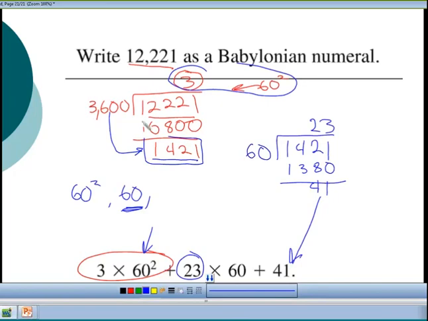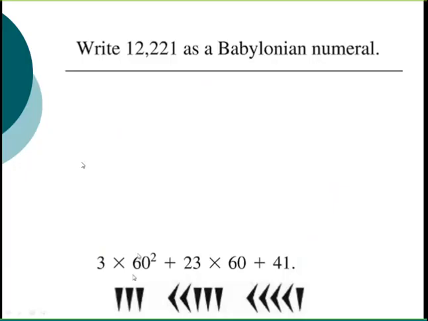So the process is just like we're dividing by hours, minutes, and then the leftover is seconds. That is exactly how the Babylonian numbers get converted from Arabic notation. So the way that we would actually write this number is you've got 3 of their marks, which means 3 groups of 60 squared, and then you've got 23, so 2 and then 3 units of 60, so 23 units of 60, and then 41 left over. So this is how they would have written the number 12,221.